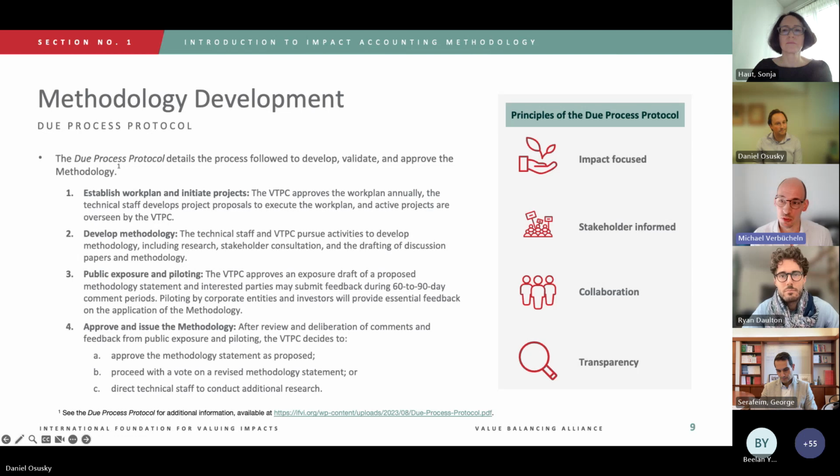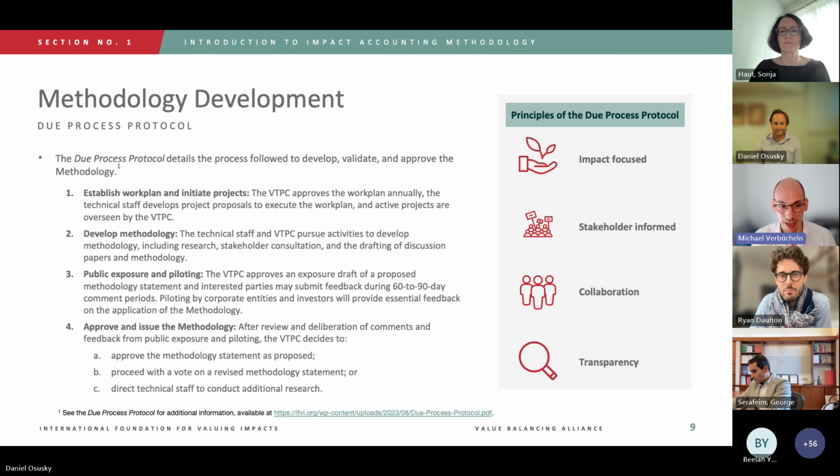How does this due process actually look? It's founded on a few principles that you can see on the right-hand side. First of all, it's impact focused and stakeholder informed, but it's also strongly based on the principle of collaboration, not just within the partnership, but really beyond, trying to connect the impact ecosystem to get feedback from your end when it comes to the public commenting period. It's a collaborative process in how we develop the methodology. And of course, it's also guided by the principle of transparency, making clear how we come to certain decisions and how we incorporate the feedback that we receive.